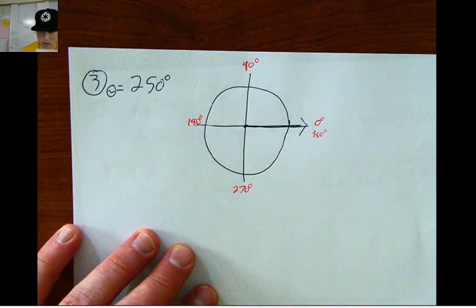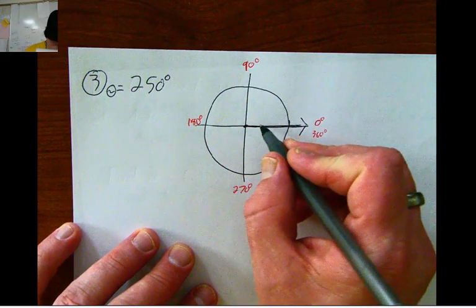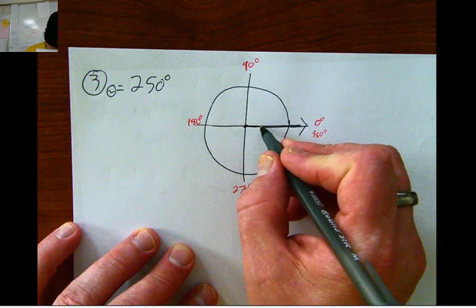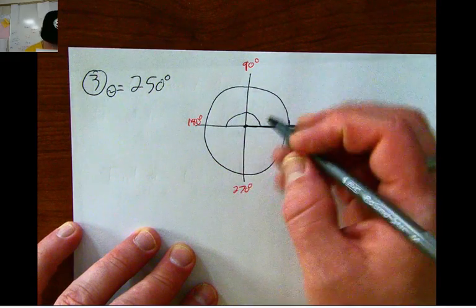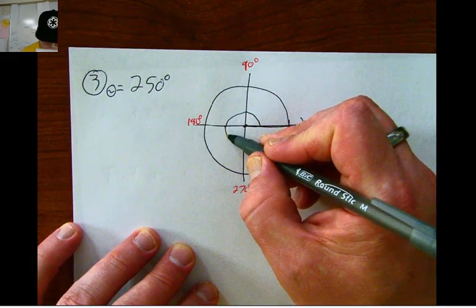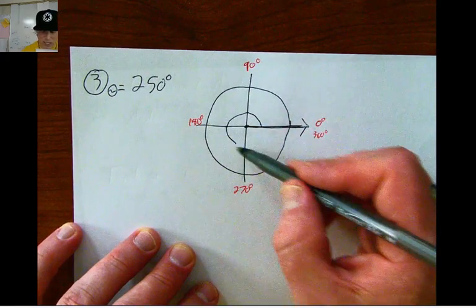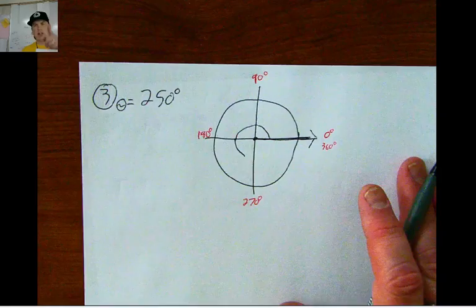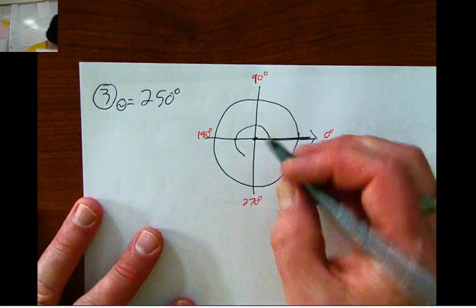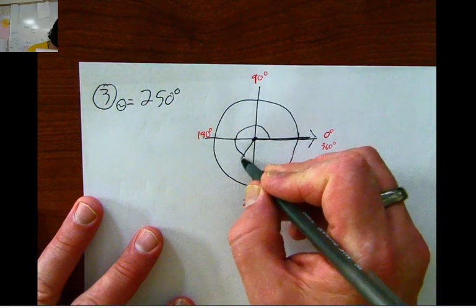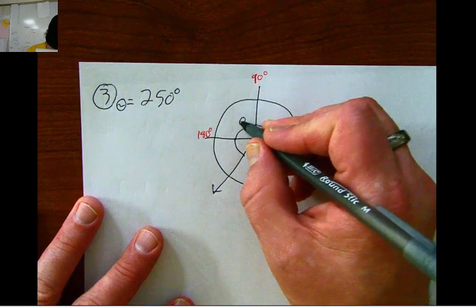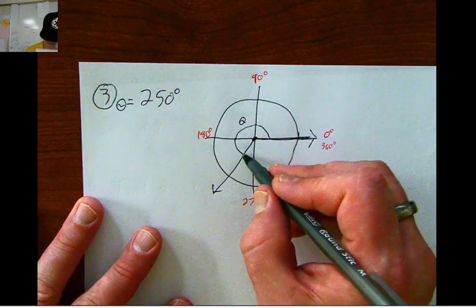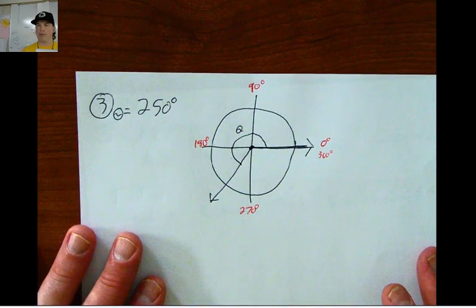So if you start at 0 and you started traveling, you traveled 90 degrees, 180. So 250 is going to be somewhere in between 90 and 270, closer to the 270 side. And then we can draw our terminal side of the angle. So now this was my theta, this entire angle stretching into the 3rd quadrant.